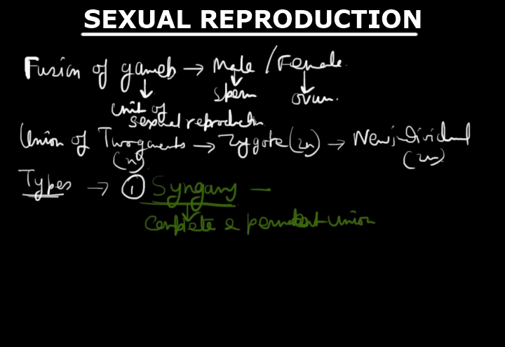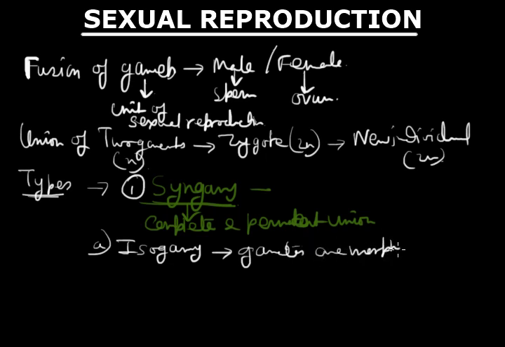There are three types of syngamy normally found. What are these? Number one, isogamy. What is isogamy? Where gametes are morphologically same. Gametes are morphologically same or equal. Example, we find in Spirogyra, we find it in Monocystis.